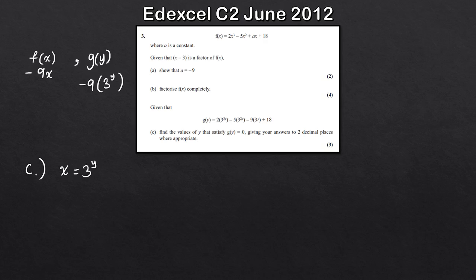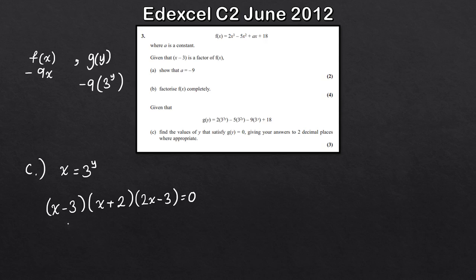So, if x is equal to 3 to the y, and we've factorised f of x already, that's what we did in part B here, we factorised f of x completely, then we can actually go on to find the values of y that satisfy g of y equals 0 really easily. And all we do then is we take the 3 factors that we had. So we had x minus 3, we had x plus 2, and then finally 2x minus 3 equals 0.